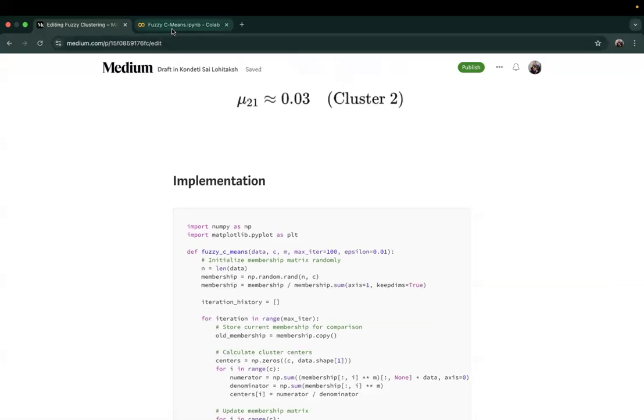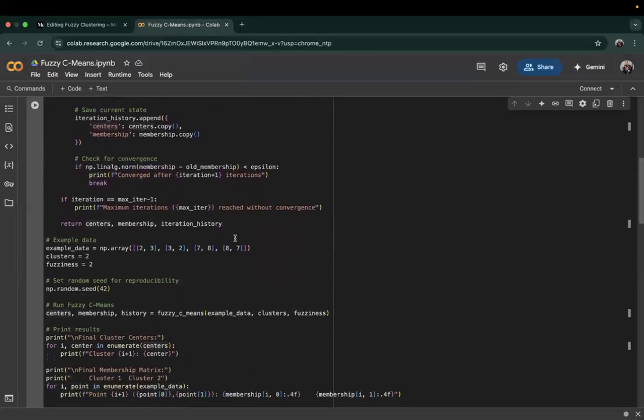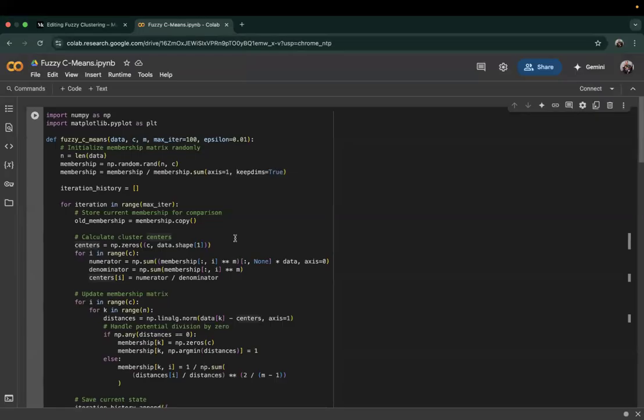Now let us get to the code. So this is the code for implementing the fuzzy C-means algorithm. First we import the libraries, NumPy and Matplotlib, as usual. Then we define a function named fuzzy C-means, where we input a 2D array, where C is the number of clusters, M is the fuzziness parameter, max iterations we kept as 100, and epsilon is nothing but the threshold, which we kept as 0.01.